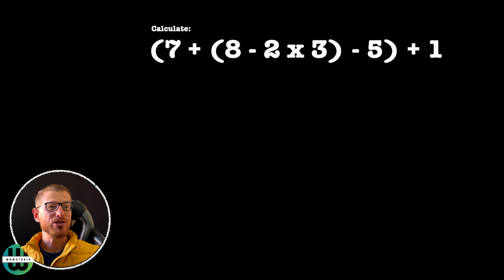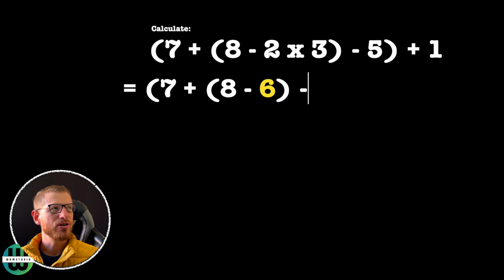BODMAS tells me I have to use brackets, but which one? Well, I'm always going to start from the most nested bracket first. In this case, I've got only one nested bracket within a larger bracket, meaning I'm going to work with that first. Now I need to go and check my order of operations within that nested bracket as well. I can see I've got two different operators. I've got minus and I've got multiply, meaning I need to do multiply first.